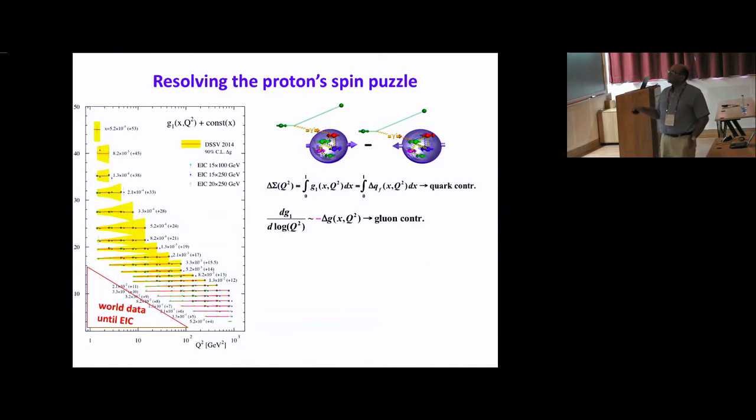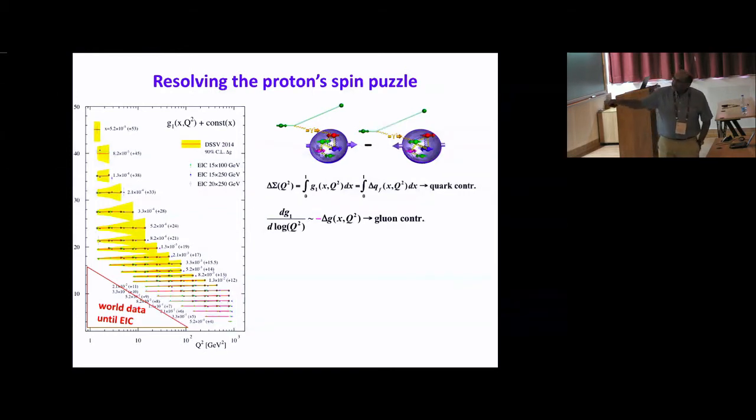In QCD, G1 is the helicity distribution. It's the difference of the helicities of the quarks in one direction or the other relative to the proton. And that's related to the spin carried by the quarks in the proton. It's the integral over x of this G1 structure function. If you want to look at the gluon helicity distribution, just like you heard in the lectures in the last few days, you can understand it in terms of the Altarelli-Parisi equations for polarized protons, and that's the differential of G1 with respect to Q squared, and that's delta G, the helicity distribution.